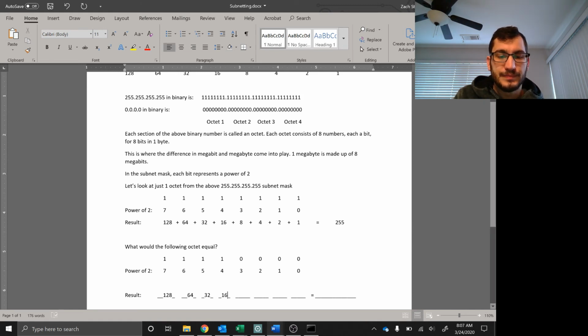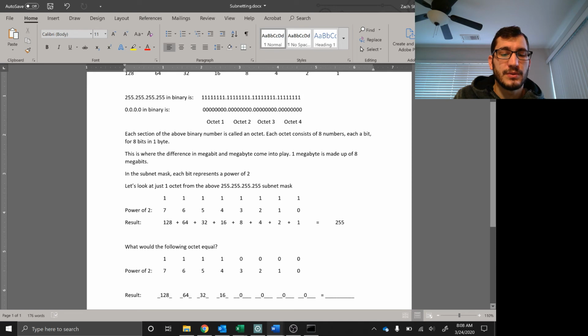Now we have a little bit of an issue here. Like I said earlier, if it's a 0, we don't actually add these together. So it doesn't matter that this would be 8, because this is a 0 here. This just becomes a 0. This is a 0. This is a 0. This is a 0. So then what is our answer?